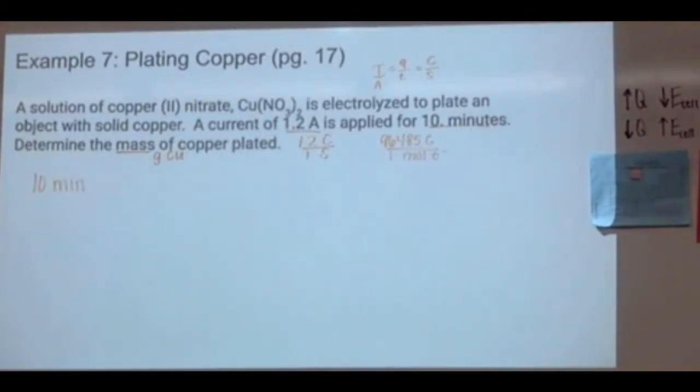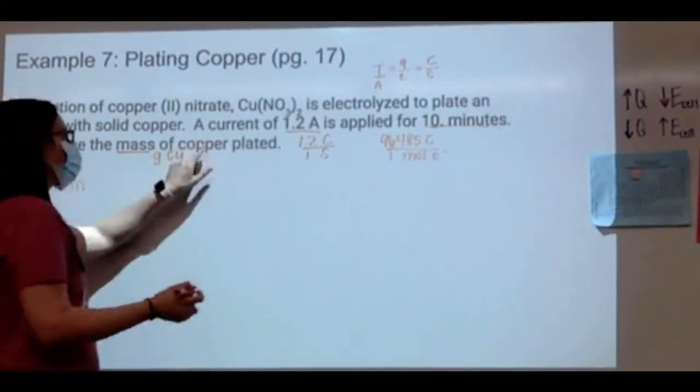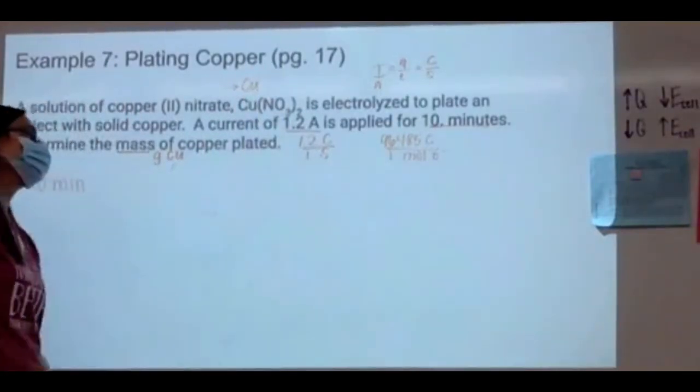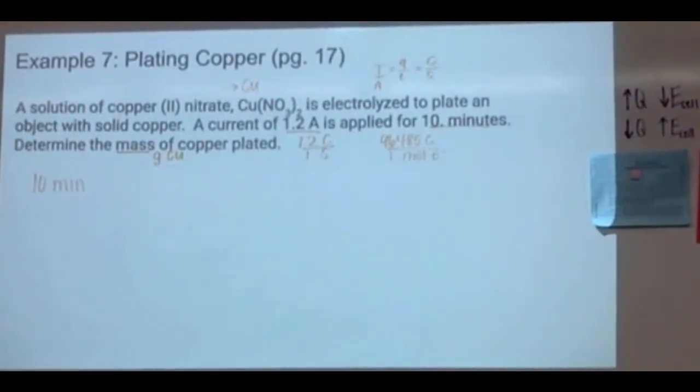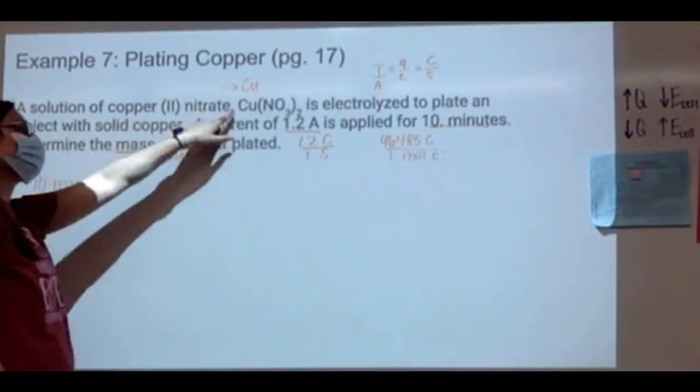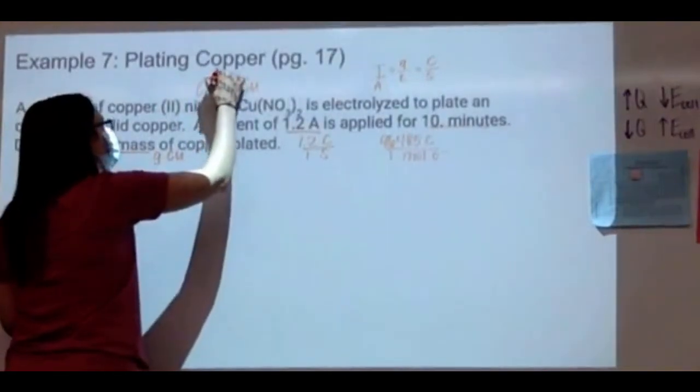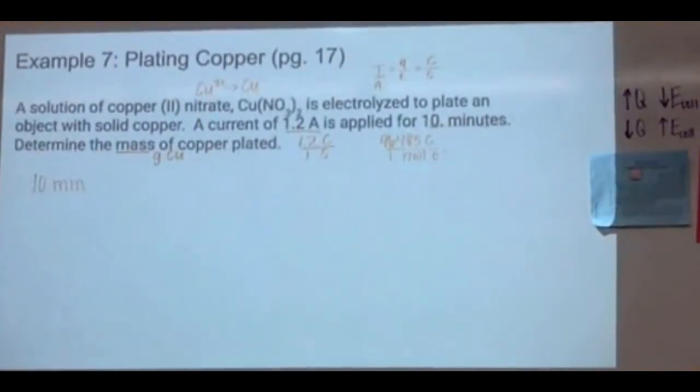And because we're dealing with electrons, we need to make sure we have a balanced half reaction. So the goal is to plate solid copper. So Cu is my product. And it says a solution of copper 2 nitrate. If it's copper 2, what's the charge on that cation? 2 plus. So the half reaction that we're dealing with here is Cu2+ to Cu. How many electrons does Cu2+ need in order for this half reaction to be balanced? 2.